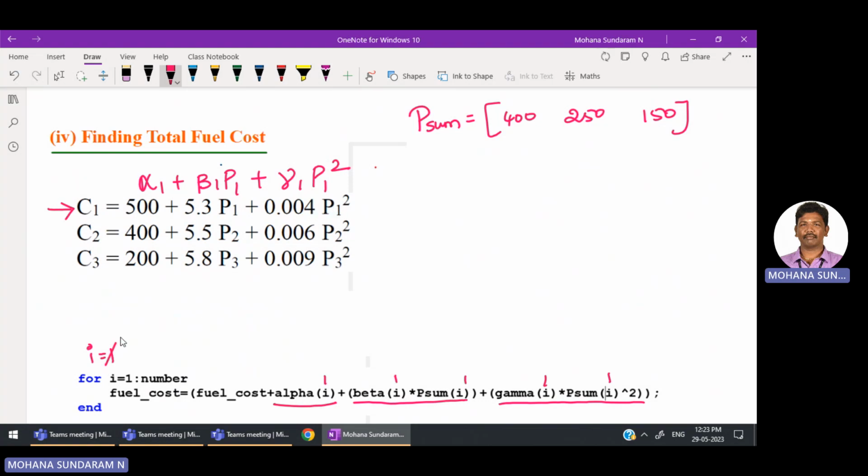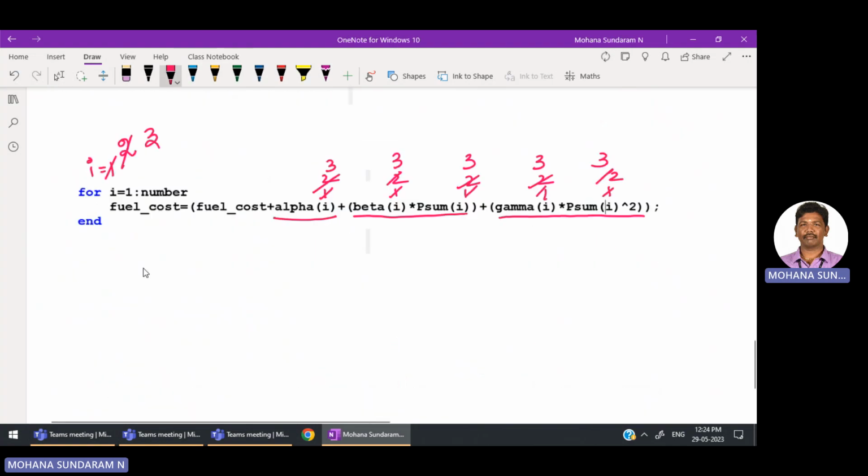Now, when the count increases and I becomes 2, all the indices become 2. So now it will be the old value plus 400 plus 5.5 into 250 plus 0.006 into 250 square. When it becomes 3, all these values become 3. So it is the old value plus 200 plus 5.8 into 150 plus 0.009 into 150 square, and finally it calculates your fuel cost.